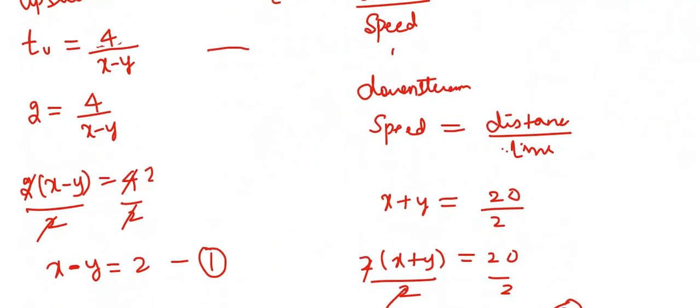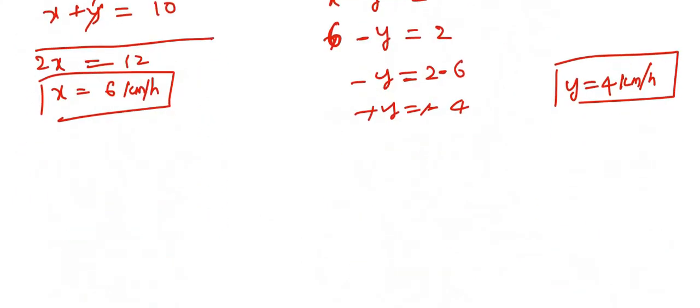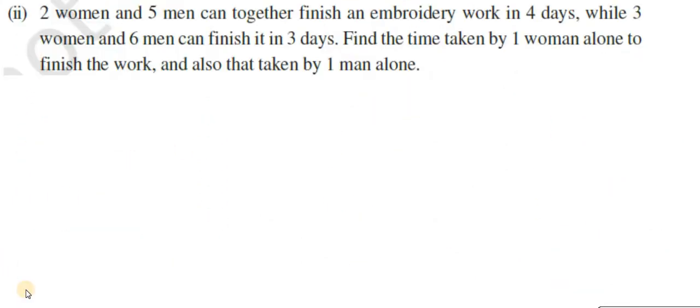Okay, so next we'll go for the next problem. The next question: 2 women and 5 men can together finish an embroidery work in 4 days, while 3 women and 6 men can finish it in 3 days. Find the time taken by one woman alone to finish the work, and also the time taken by one man alone to finish the same work.